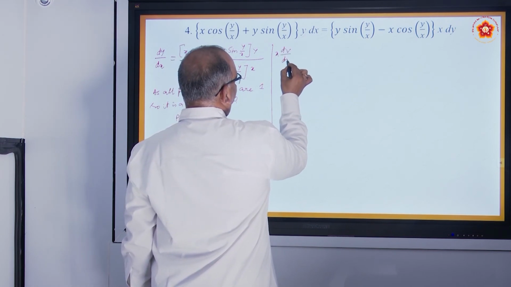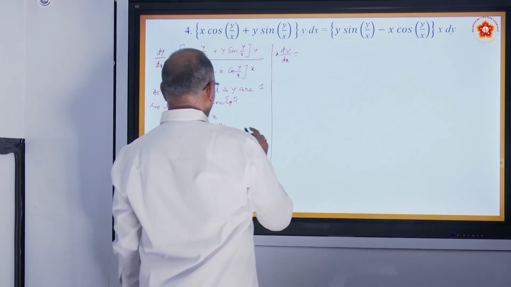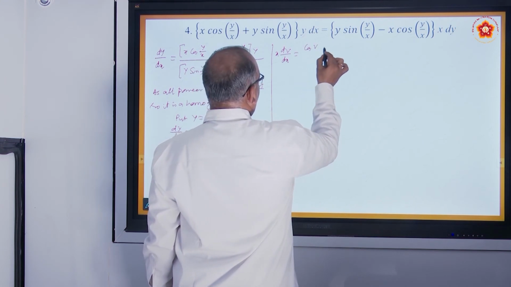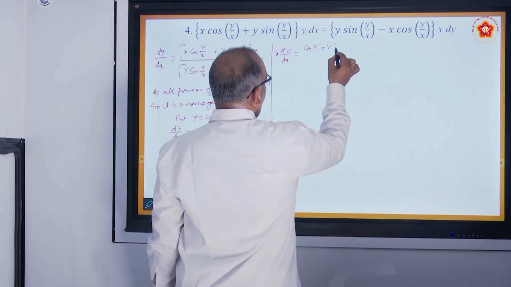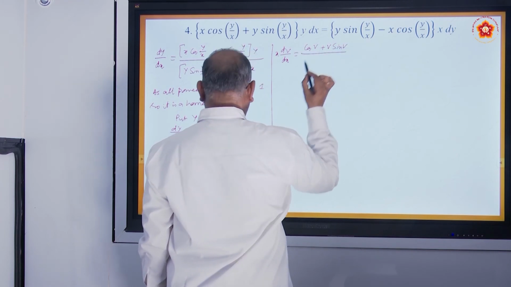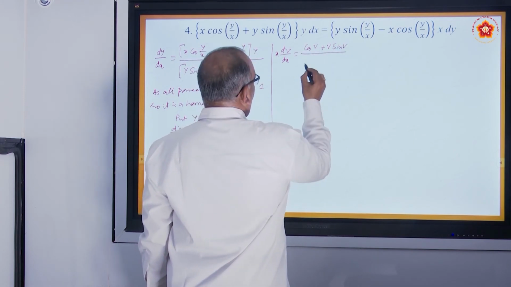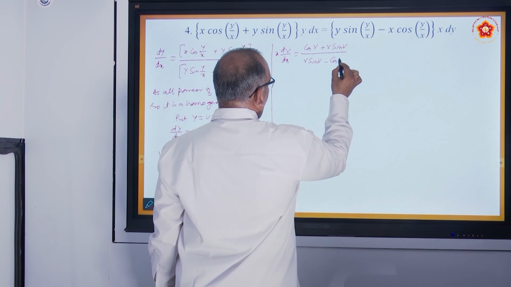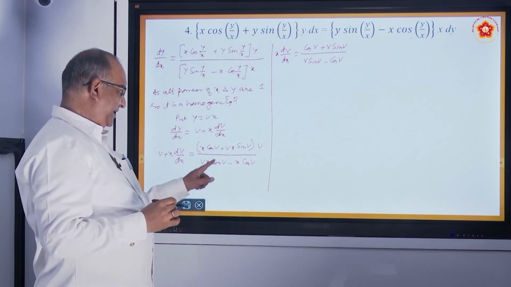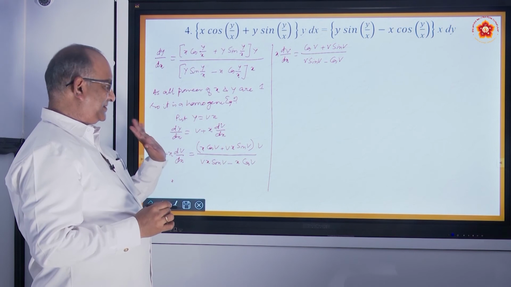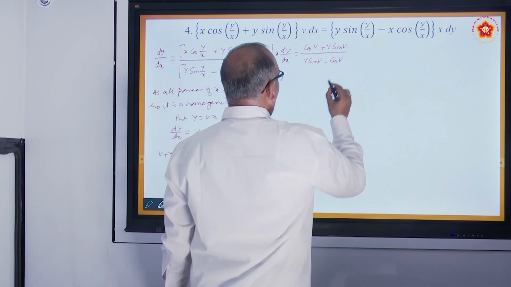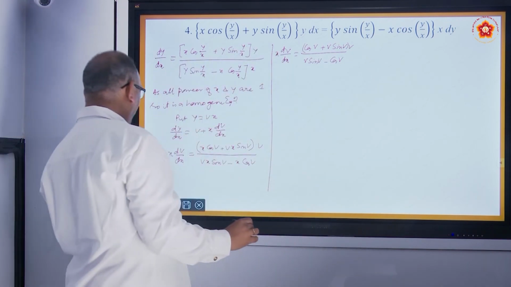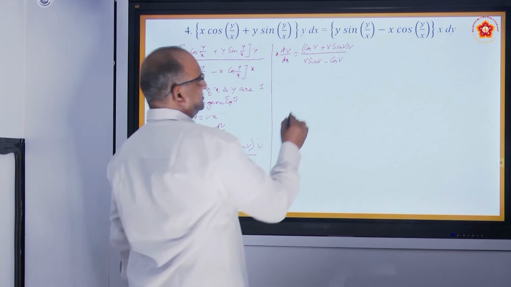dv by dx equal to, we are taking x common, so you are left with cos v plus v sin v upon v sin v minus cos v. What we did? From numerator and denominator we took x common and cancelled it. But remember, here we have this whole thing into v, and what we did, we have to take this plus v to other side, so it will become minus v.